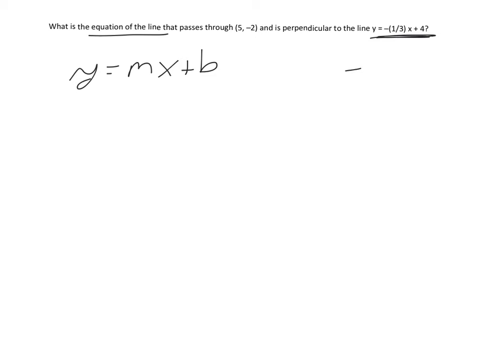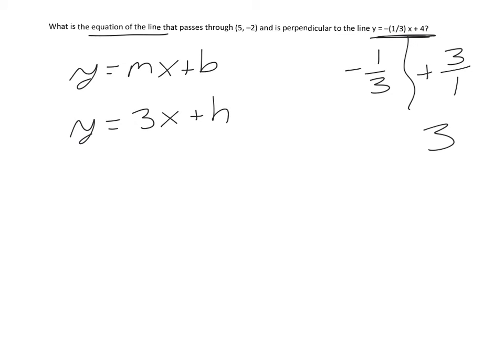So if the original slope is negative 1/3, the new slope, the one perpendicular to it, is the reciprocal of that. So instead of 1 over 3, it'll be 3 over 1, and instead of negative, it'll be positive. Now, 3 over 1 is 3, so that means the slope of my perpendicular line is 3. So my mystery equation is y equals 3x, that's going to be perpendicular, plus b.